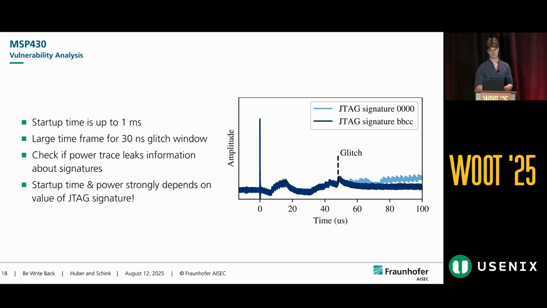Somehow, with the JTAG signature all 0, the microcontroller boots significantly faster. It is to be noted that the signature with the pattern BVCC does not lock the JTAG. It is still in an unlocked state, but it somehow requires more time to process.